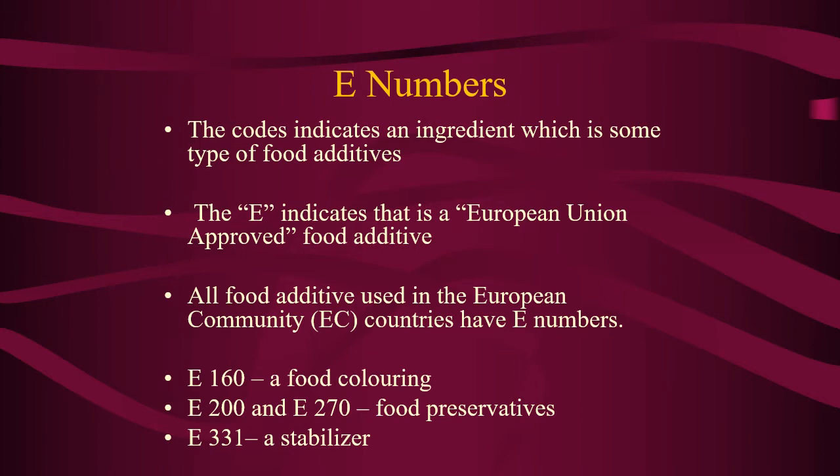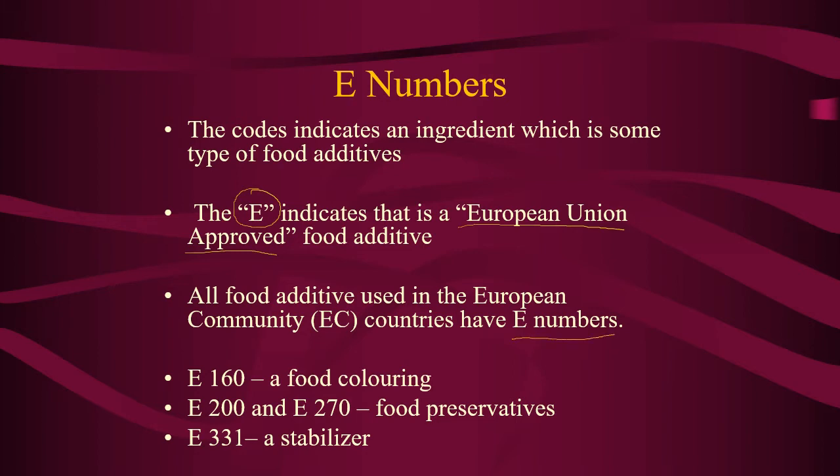So if we look at the food additive, it is usually represented by E numbers. E numbers represent the codes, indicating an ingredient which is some type of food additive. So E here means a European Union approved food additive. And all food additives used in European Community countries have E numbers.